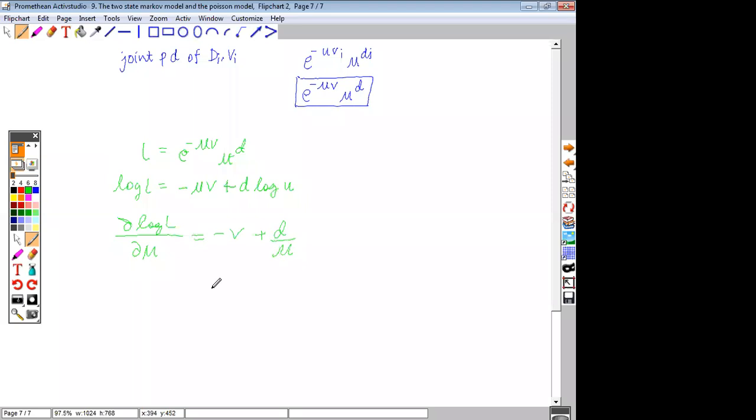And now I will just equate this to 0. So what do I get here? I get my mu hat. Remember, once I equate this to 0, this mu becomes mu hat because it is an estimate of mu that comes from the sample you have observed, not the population mu. So this sample mu is just going to be d upon v.